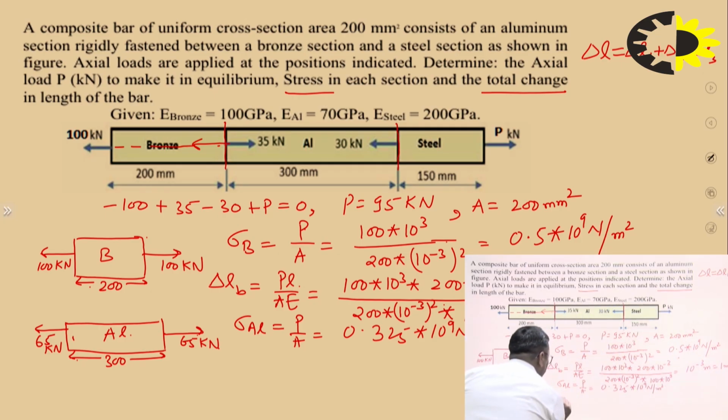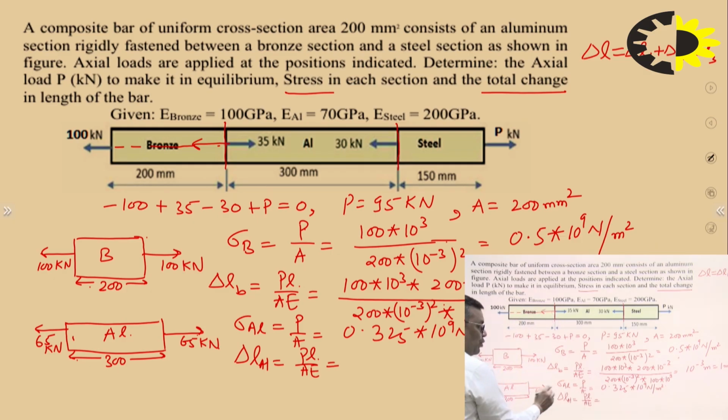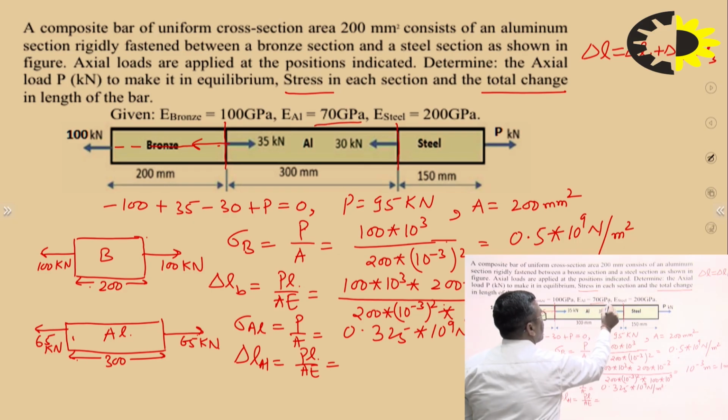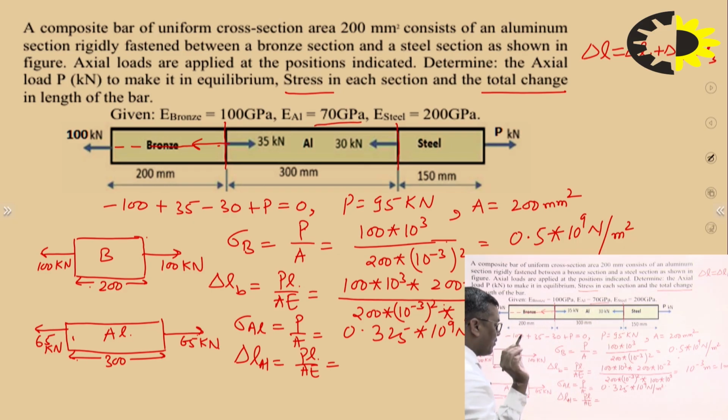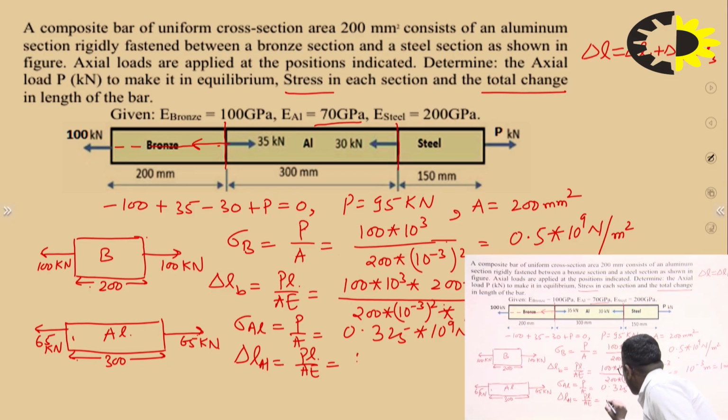And how much will delta L be? For finding out delta L in aluminium, PL upon AE. How much is P? 65 kilonewton. How much is L? The aluminium length is 300 mm. A is 200 millimeter square. E for aluminium is 70 gigapascal. By putting all these values, you will be finding out the delta L for aluminium, which is 1.39 mm. Okay, am I clear? Now I am coming to the third.